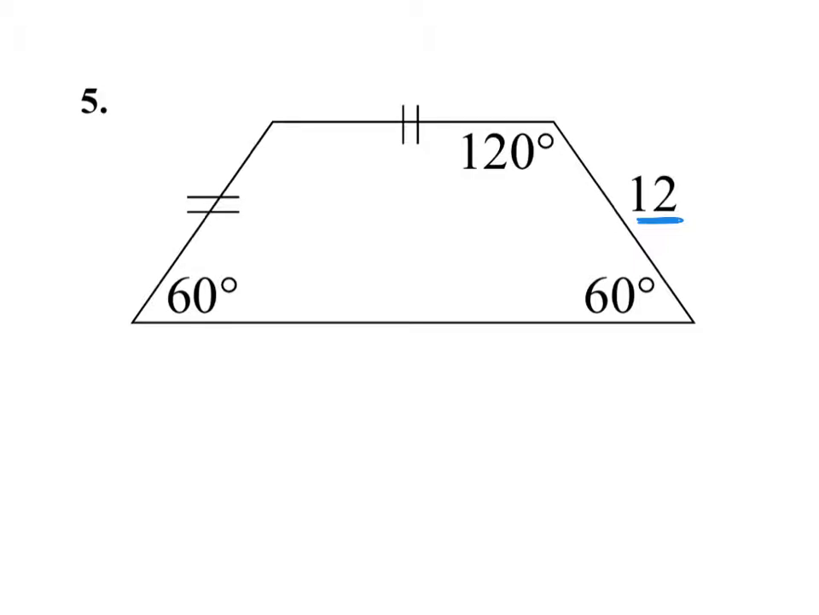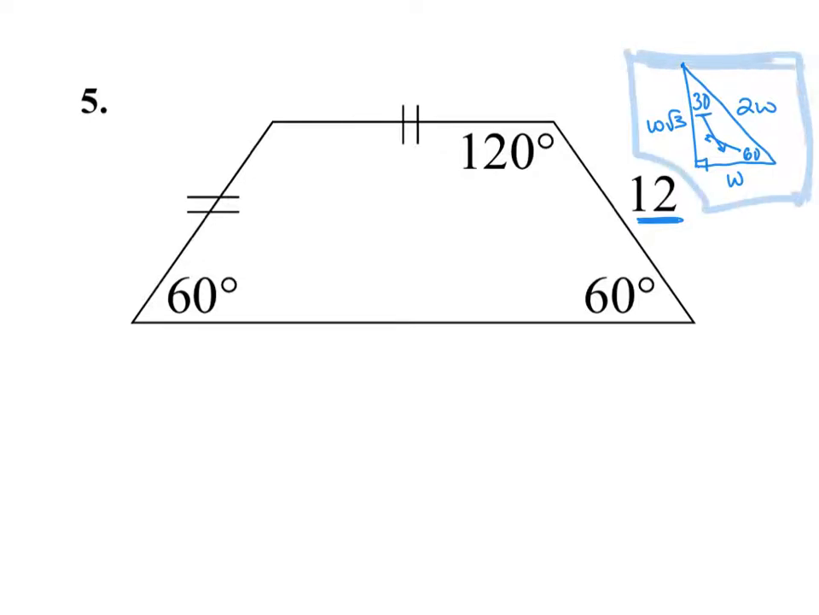So over here on the side, I'm going to put a review of our 30, 60, 90. And remember, it doesn't necessarily always have to be in that order with the 30 and the 60. They could be reversed, but essentially it's the same idea. So the side across from the 30, we refer to as W. The side across from 60, we said was W root 3, and the side across from 90 was 2W. So, like I said, I'm guessing we're going to use that to help us find some of these lengths here.